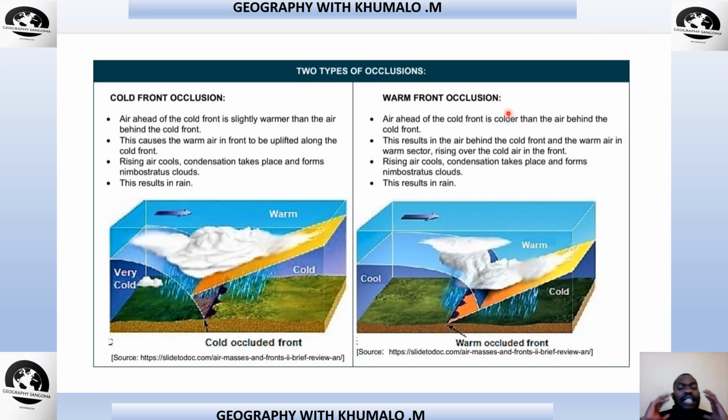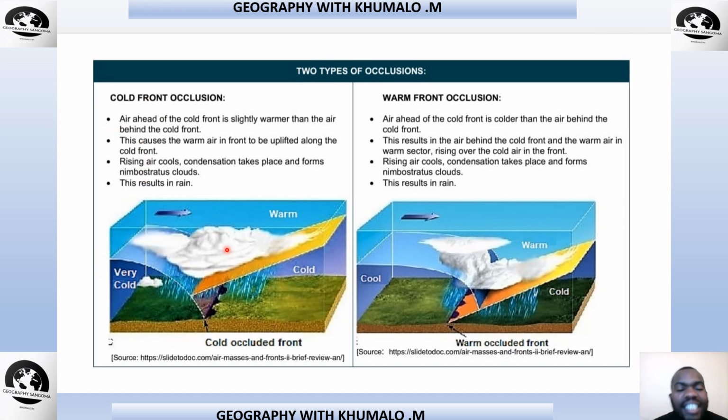What I can explain to you here in a simple way to understand it, just note the air behind the cold front. They might give you temperatures behind the cold front and ahead of your front. They will give you temperatures either in the form of a weather station, or they can even write cooler air behind and cold air ahead, or write cooler air ahead and then write cold air at the back. So now let's see what they can do in an exam.